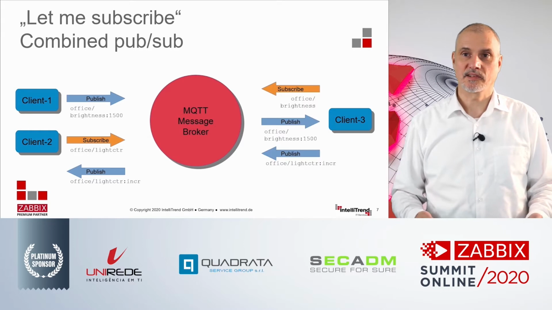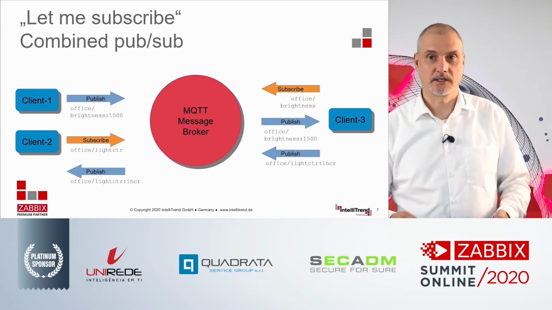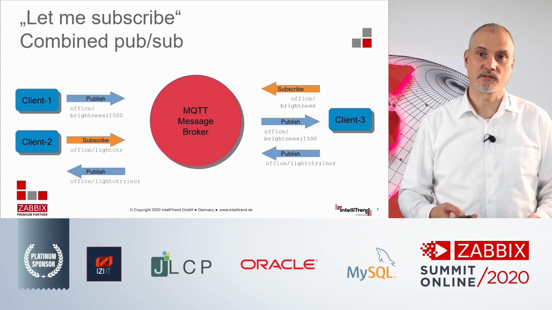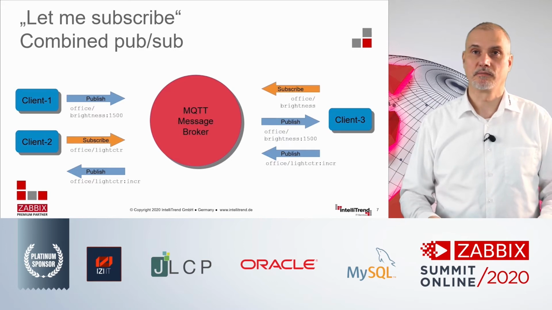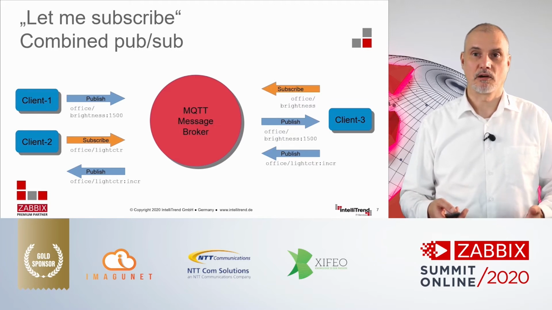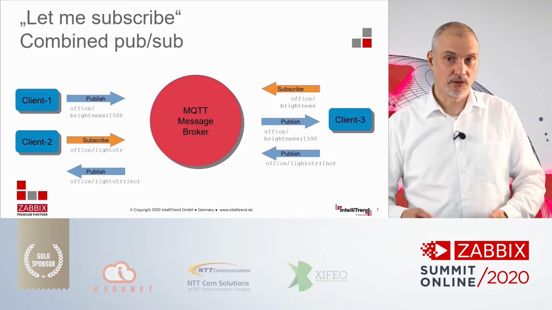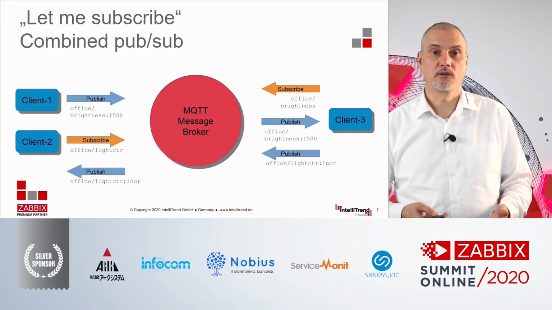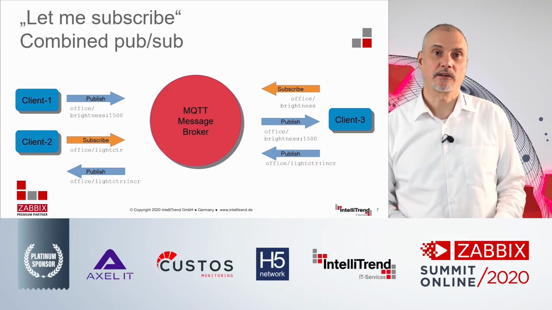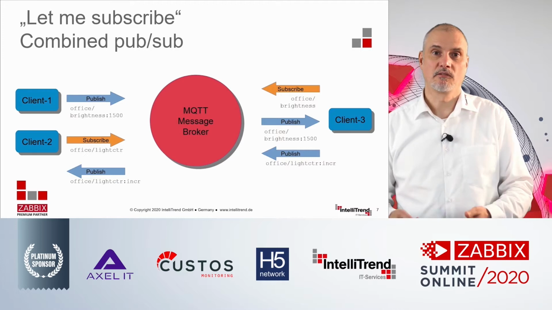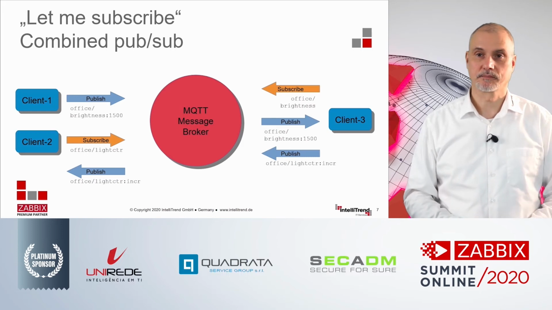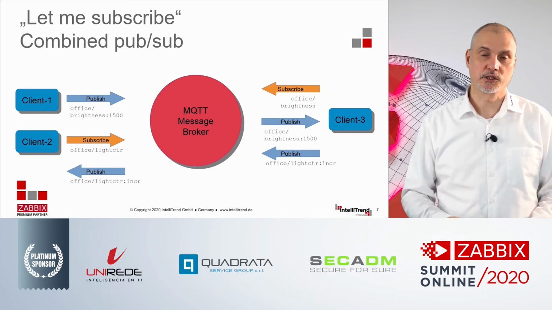Now, let's say that our client number 3 is a smart client, has some intelligence, and our smart client figures out that the brightness of 1500 as a value here might be too low. So it decides to publish a new message to the topic Office Light Controller with a payload increase to let the light controller know that it should increase the brightness. And client number 2 in our case would be the light controller itself. So it has a subscription for light controller, and then it will receive the message and maybe change the light, the brightness. So that's the idea. So we have a combination of both here.